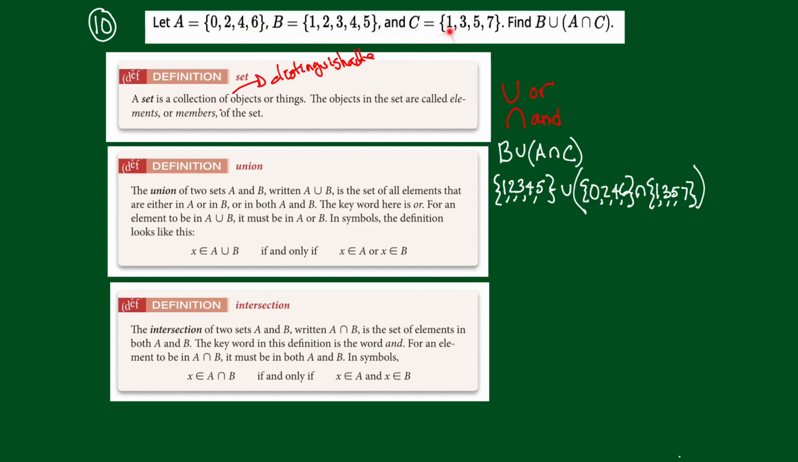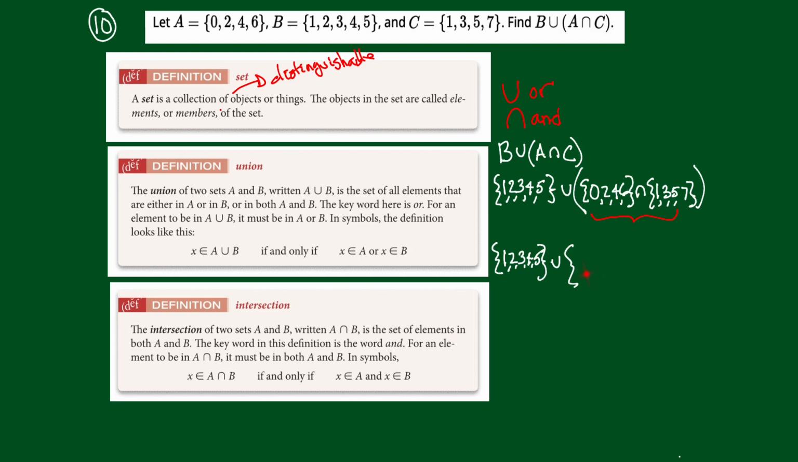and here's C. Okay, now let's work inside here first, right? We have parentheses, so we're going to work inside here first. So I'm just going to rewrite what I've got here. So I'm going to write, here's B, 1, 2, 3, 4, 5. And we're going to union that with, now can you see the intersection? The intersection, remember, is just the common elements.